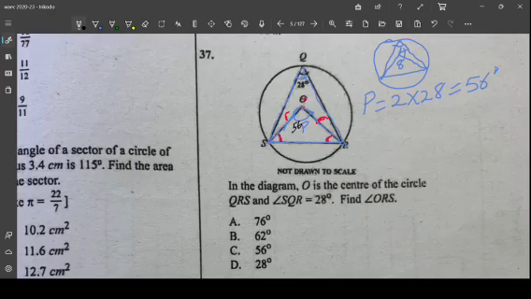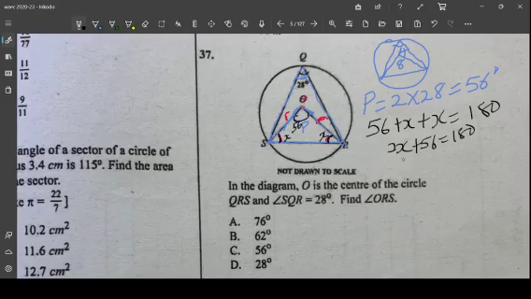Now I'm told to find this particular angle, which is also equal to this angle. Let's call it angle X. So that means here is also X. Now we know that the sum of angles in a triangle is 180. So if I add all these angles, 56 degrees plus X plus X, because they are both the same angle, it means 180 degrees. So I'm going to have that 2x plus 56 equals 180 degrees.